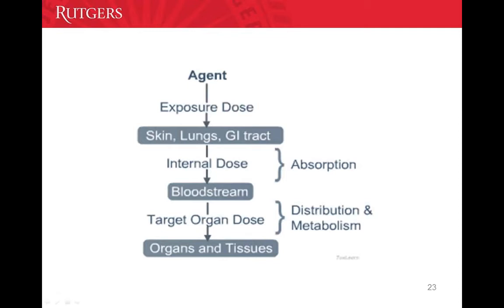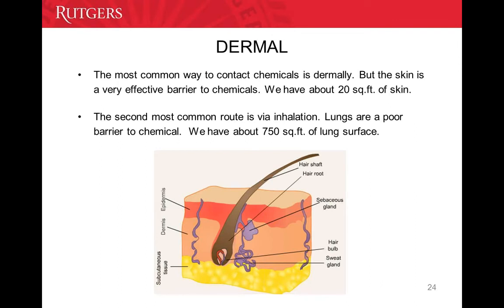And here's a little graph that gives us a schematic for how this happens. You have the toxic agent, you have the exposure dose, and then it's going to get in the system one of those 3 ways: skin, lungs, or GI tract. From there, we have absorption, and we have an internal dose. That internal dose can make its way into the bloodstream and head towards a target organ. We call it distribution and metabolism, and then goes to a particular organ or tissue.